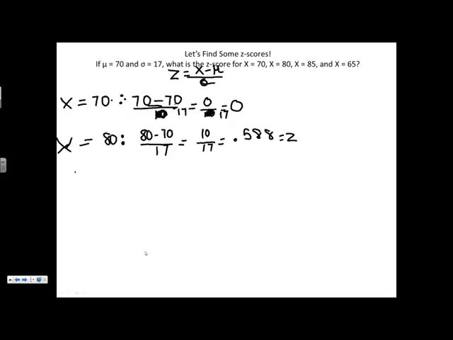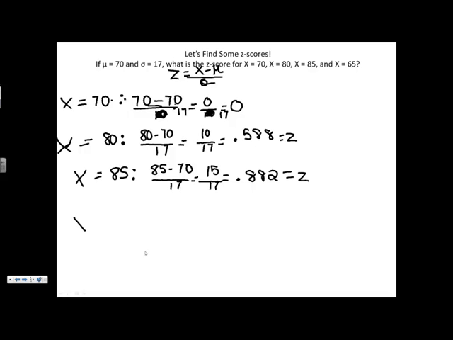And let's just go through all of these. When x equals 85, 85 minus the mean of 70 divided by the standard deviation of 17 gives you, so 85 minus 70 is 15, divided by 17 equals 0.882. So it's got a little bit of a larger z-score than the one above it because the score itself is farther away from the mean.